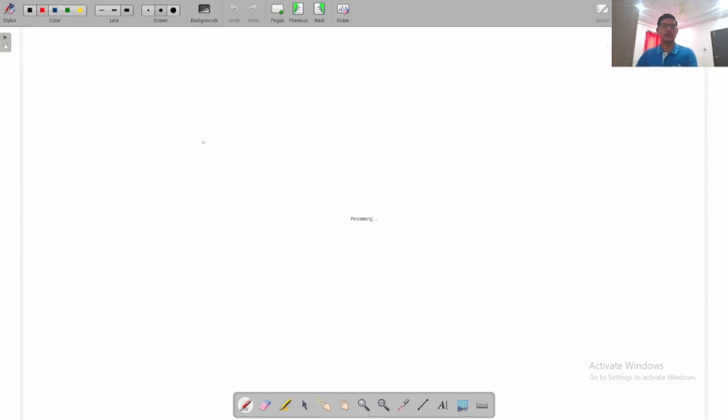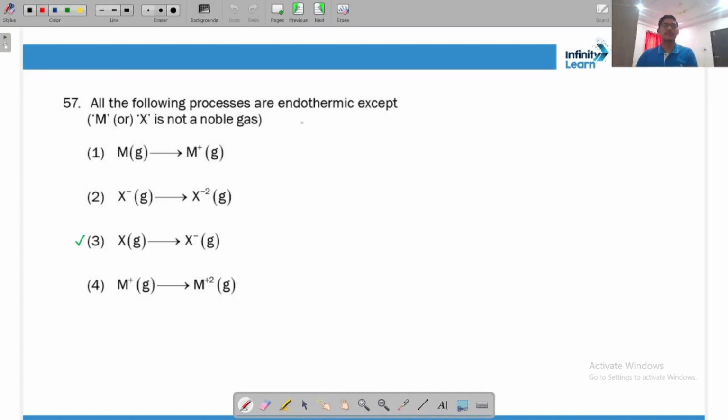All right. All the following processes are endothermic except, so we have to talk about the exothermic process. So all these are endothermic processes. The removal of electron, addition of second electron is endothermic because of the electron-electron repulsions. And in this case, the addition of electron to a neutral atom in general, it is exothermic, right? So that is the correct answer.